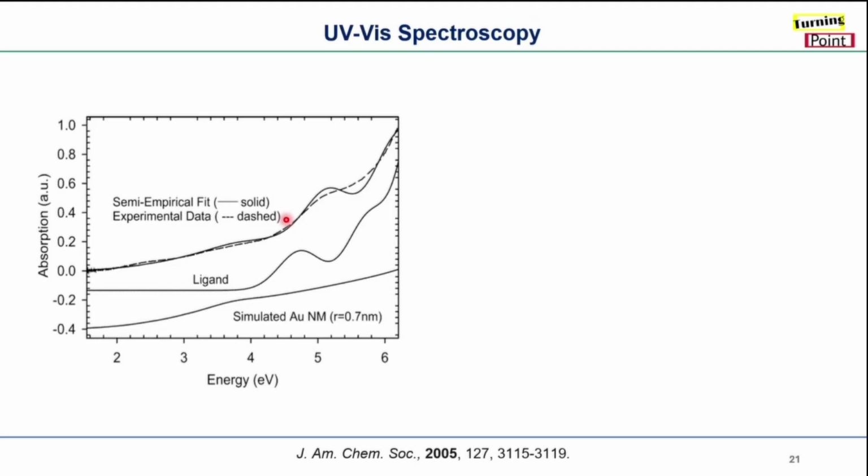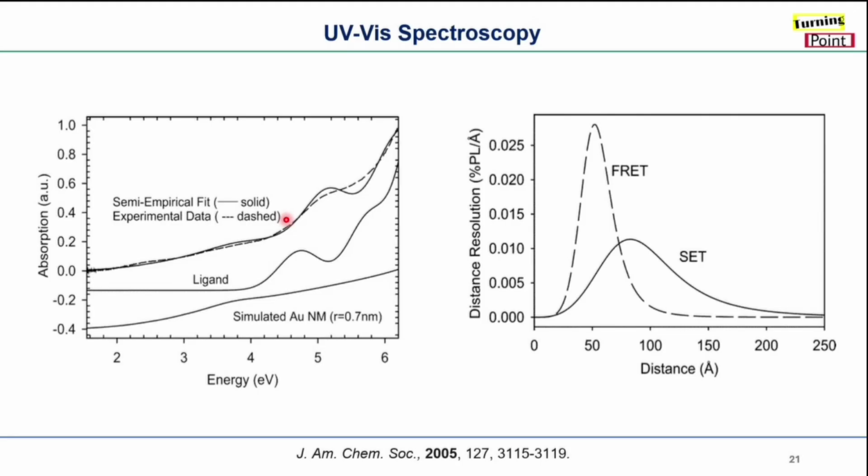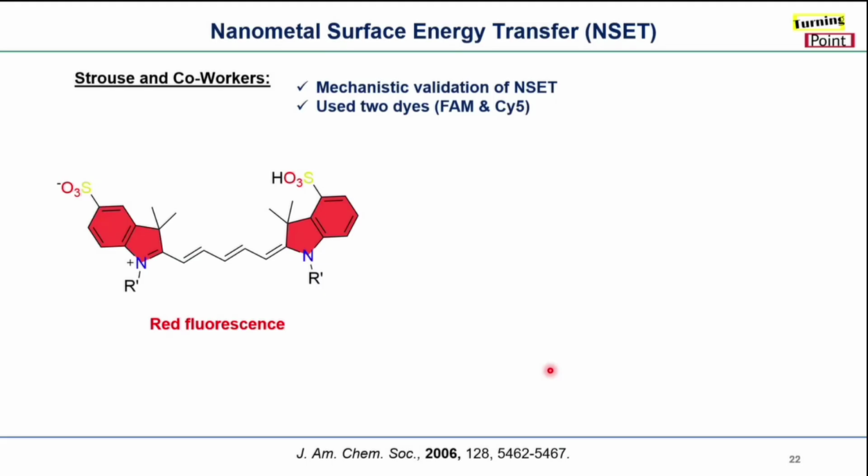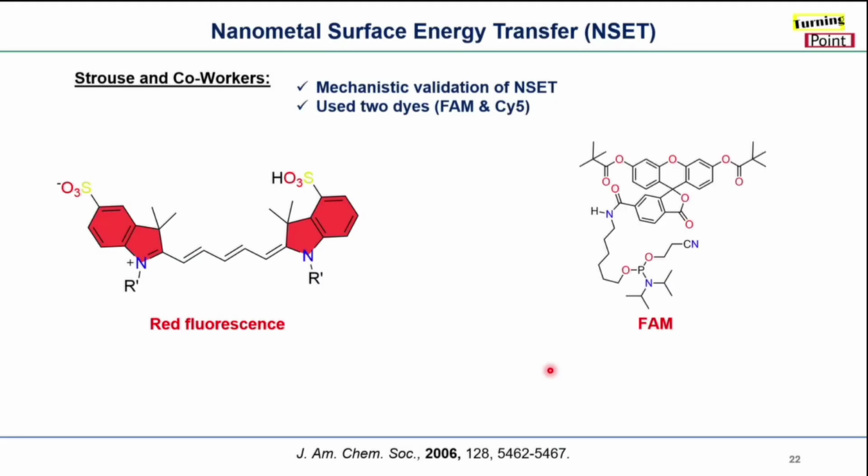To further validate, they supported the comparison plot where the resonance energy transfer shows a sharp peak at the shorter distances. So we can say clearly the resonance energy transfer is highly sensitive compared to the surface energy transfer, which shows a broader peak and extended distance responses. And to further validate these mechanisms, Strauss and co-workers extended their study using different fluorescent dyes and monitored the fluorescent lifetime and photoluminescence quenching. Here you can see they used this red fluorescent dye and one more, the FAM dye, by carefully controlling the distances.